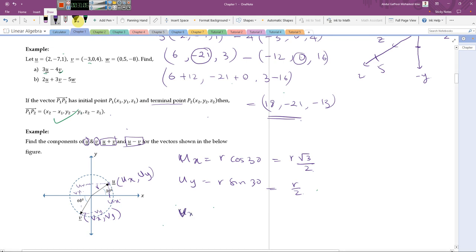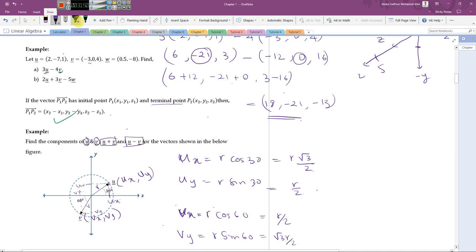So the components of vector v: vx will be equal to this. If this is r and this is also r, since this is a circle, the radius will be constant, right? So the distance between the circumference and the origin, because we have constructed a circle keeping the origin as the center. vx is equal to r cos 60, then vy will be equal to r sin 60. So this will be equal to r by 2 and this will be equal to square root of 3r by 2.